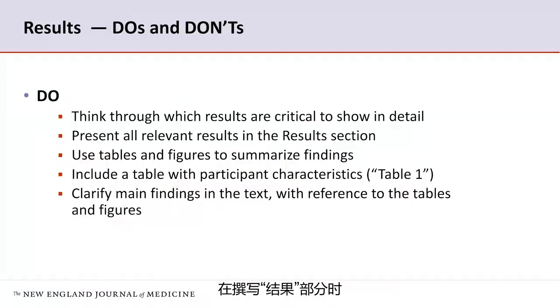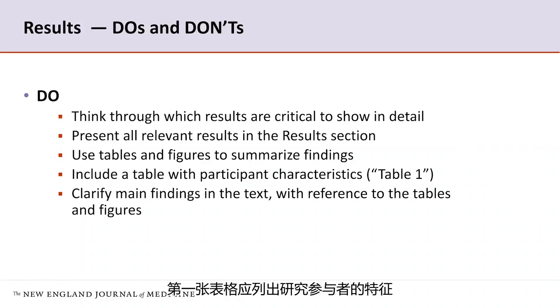Results are the center of any study. These include what happened, perhaps why it happened, and how they were analyzed. So, in looking at your results, you will need to decide what to put in the results section. In writing your results section, decide which results are critical to show in detail, but present all the relevant results in the results section. Use tables and figures to summarize your findings.